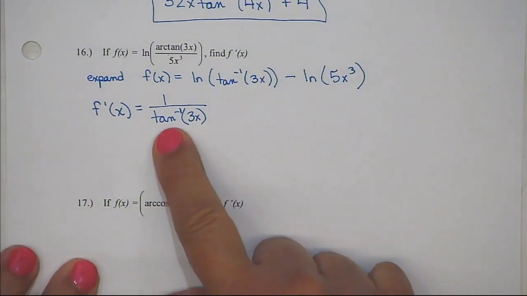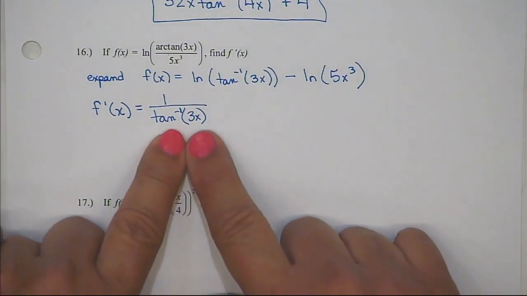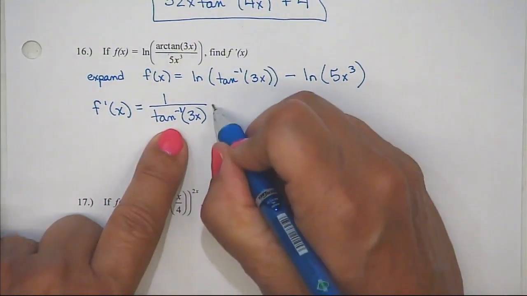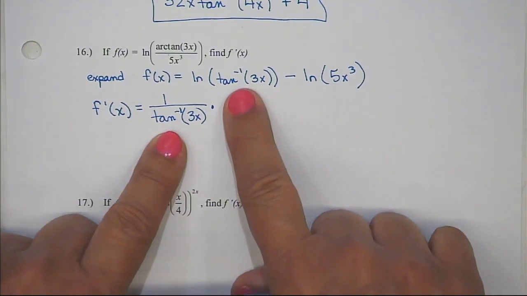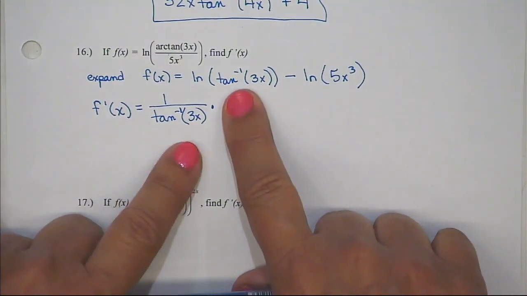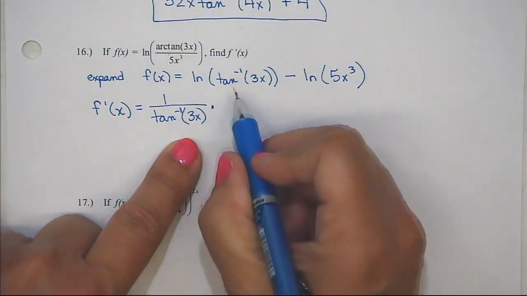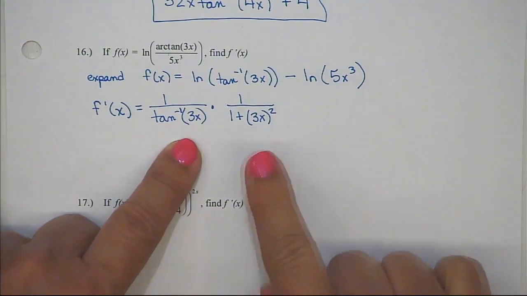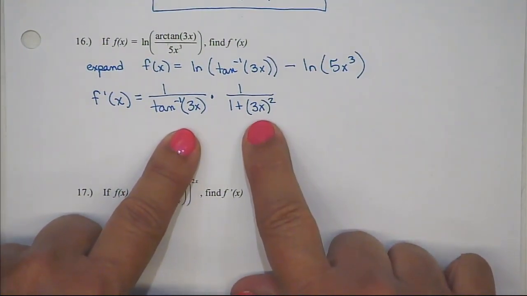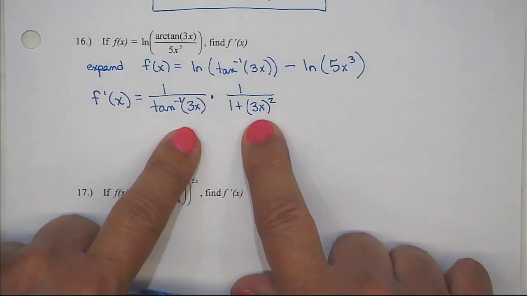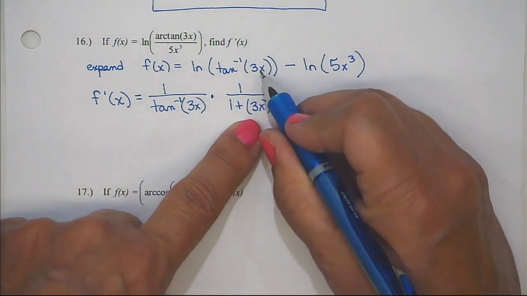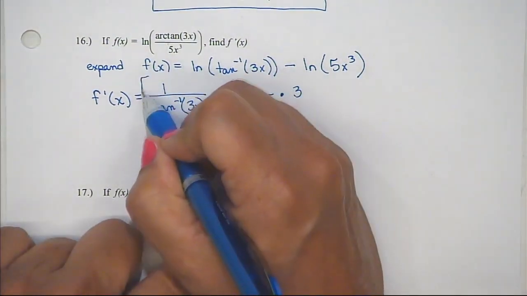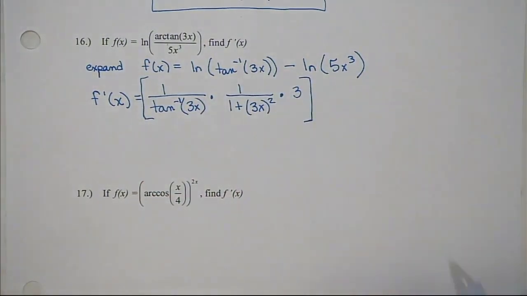So that's the derivative of the natural log. Okay, 1 over whatever. Now times the derivative of the inside. So now we need the derivative of arctangent, which we just did above. The derivative of arctangent is 1 over 1 plus x squared, which is 3x in our case. So 1 over 1 plus 3x squared times the derivative of the inside, which is 3. So all of that is that first derivative. I'm going to just bracket it in case you go back. So that is the derivative of the natural log of the inverse tangent of 3x.